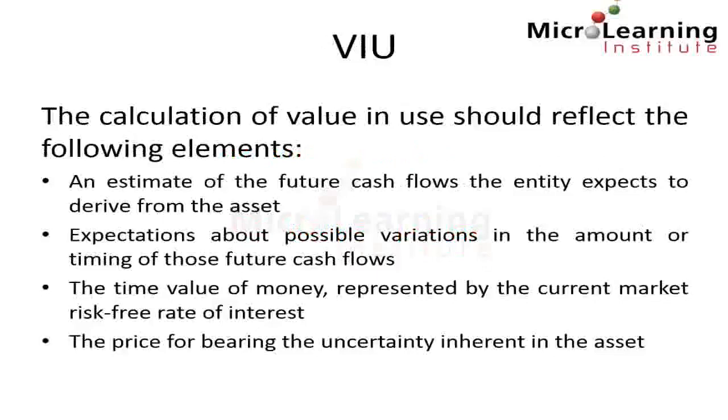1. An estimate of the future cash flows the entity expects to derive from the asset. 2. Any expectations about possible variations in the amount and timing of those future cash flows. 3. The time value of money, represented by the current market risk-free rate of interest. And 4. The price for bearing the uncertainty inherent in the asset.